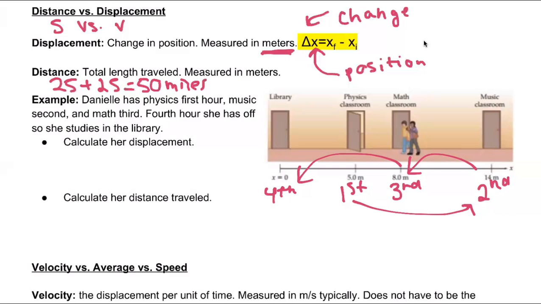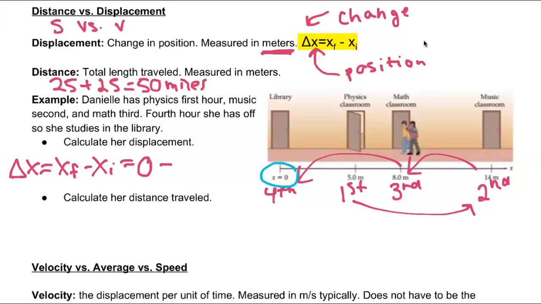So if I want to calculate her displacement, I'm going to use the equation we have. And anytime in physics we're using equations or doing calculations, we're going to write that base equation. It's kind of saying, hey, this is where I know I need to start. So I'm going to say delta x, my change in position, equals xf minus xi. My position final, so the spot Danielle ends up at is the library, which has a position of 0. So for my final position, I'm going to write 0 minus her initial position.